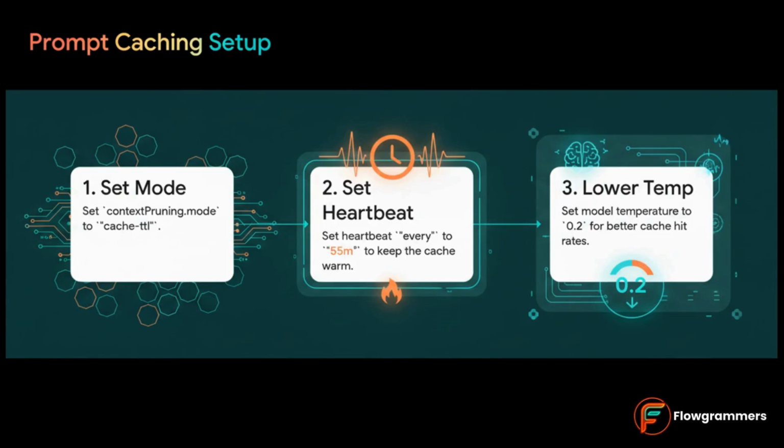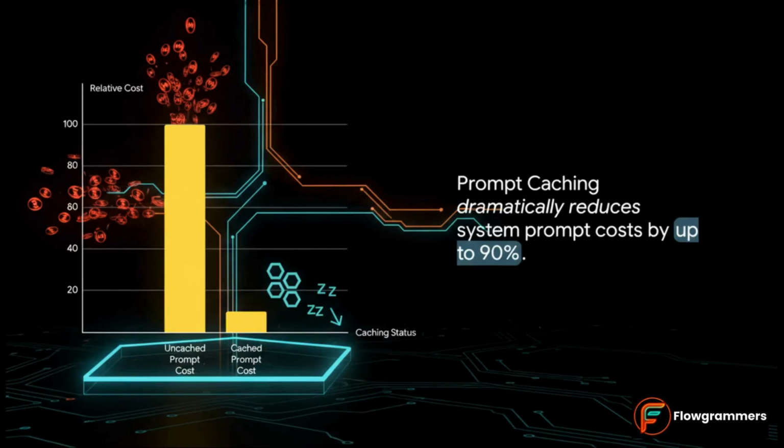Simple as that. I mean, just look at the difference here. That huge bar on the left, that's what you're paying for that massive system prompt every single time without caching. And that tiny little bar next to it, that's your cost when the cache is working. It is a huge, very real drop in what you're spending.